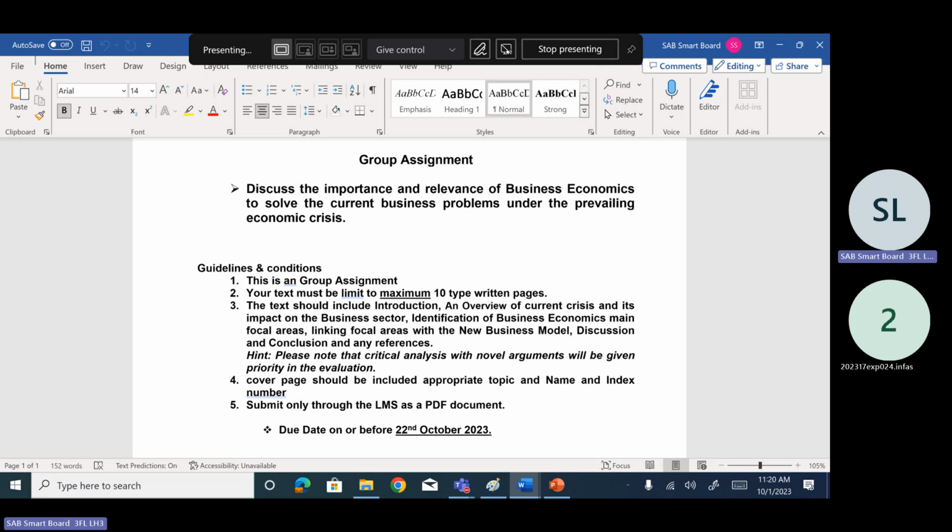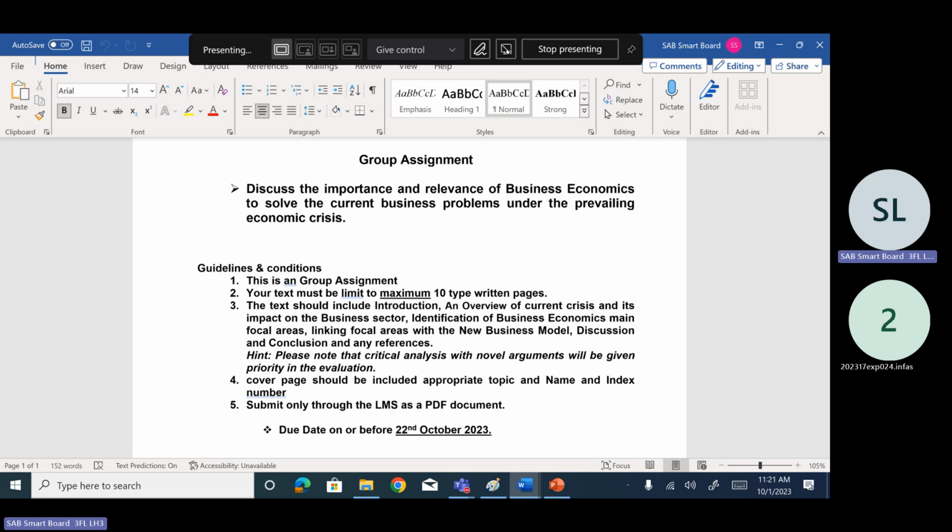Sometimes we may read different articles that talk about this. You can discuss the main areas, focus areas and scope of business economics, and the subject area. And how you can link business economics to explain the problem, the business organization, and sometimes their knowledge about economics.